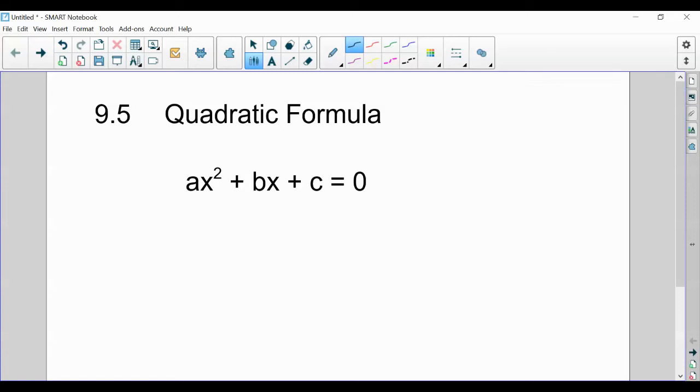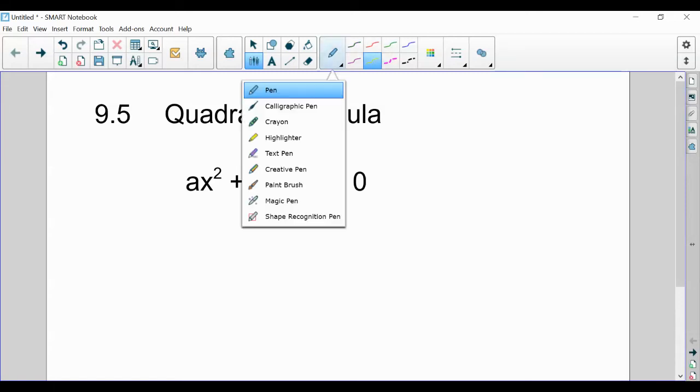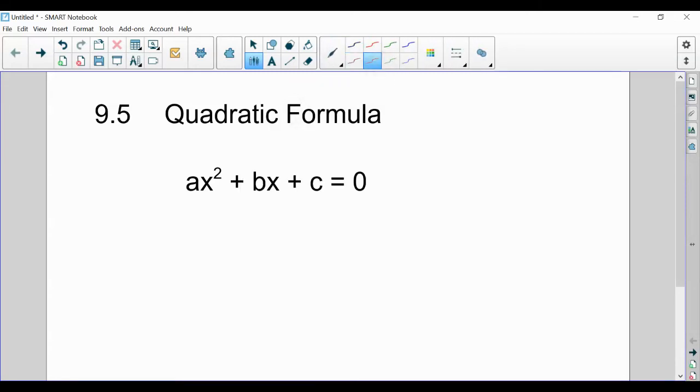Hello, algebra class, and welcome to this video explaining where the quadratic formula comes from and then using it. So we're going to actually derive the quadratic formula and see where this crazy negative b over 2a with the square root thing actually comes from. The way we're going to do that is by solving this equation.